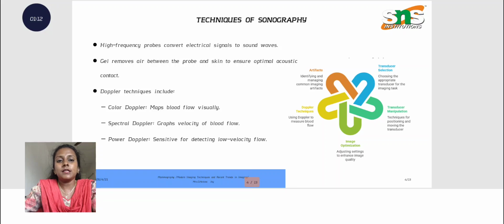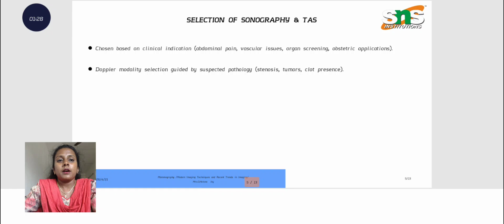Doppler techniques include three types of Doppler. First is color Doppler, which maps blood flow visually. Second is spectral Doppler, which graphs the velocity of blood flow. And the third one is power Doppler, which is sensitive for detecting low velocity flow.